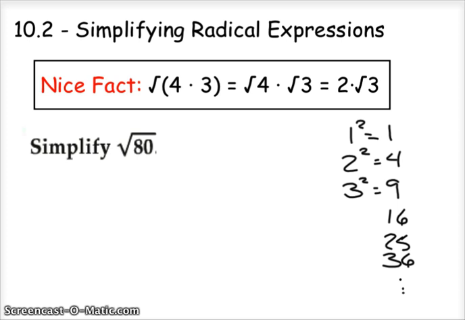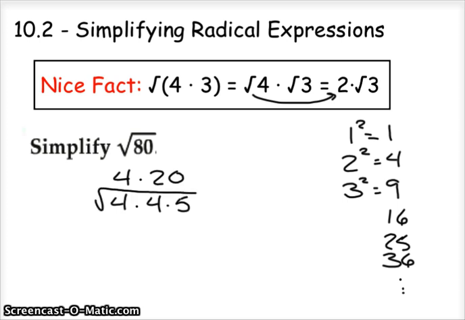If they are, then we can simplify it, just like we did in our nice fact where the square root of 4 is equal to 2. So if we have one of these numbers, we can simplify it by taking the square root of that number. So 80, if I break this down, is going to be 4 times 20. And actually, I can break 20 down to 4 times 5. Again, that's the square root. If you'll notice, 4 times 4 is 16. So this is the same thing as the square root of 16 times 5.